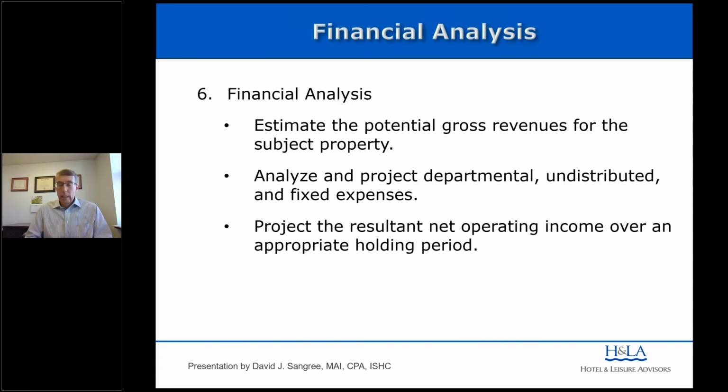Now, after determining the usage levels, we'll then do a detailed financial analysis. So this will include coming up with gross revenues for the property by department. So that would include the departments of rooms, water park admissions, food and beverage, retail, family entertainment center, if you have a spa, rentals and other income, maybe parking revenue. So you want to consider each of these departments separately.